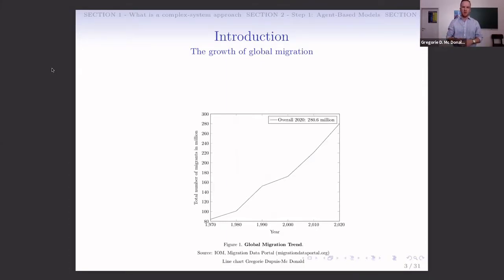I will introduce a couple of figures. The first figure illustrates the global growth of migration around the world. And what you see is a global increase in the total number of migrants around the world. From 1970 to today, we see an increase of almost 200 million migrants around the world.